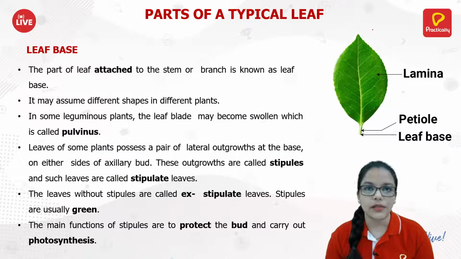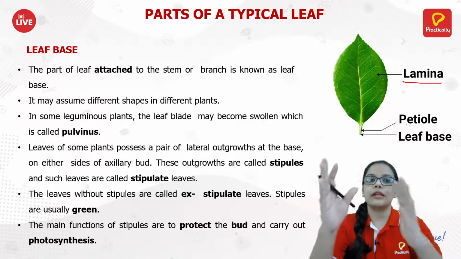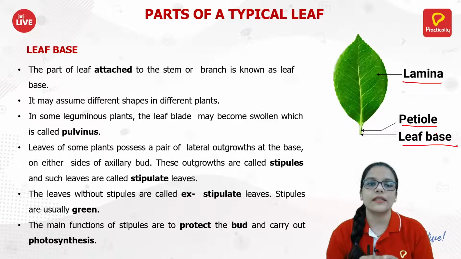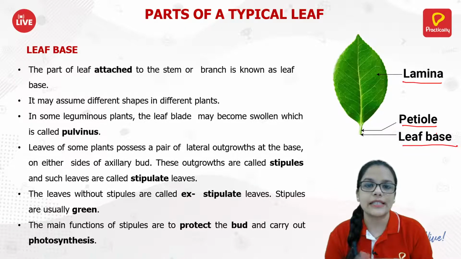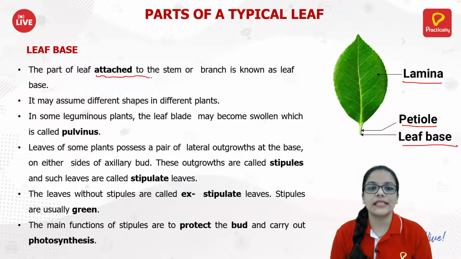Basically there are three parts of a leaf: the fleshy structure, which is known as the lamina. Okay, the petiole, from where the lamina comes out. Okay, and the leaf base. Leaf base is the base which connects it to the stem. Okay, so first we'll talk about leaf base. Part of leaf attached to the stem or branch is known as the leaf base.